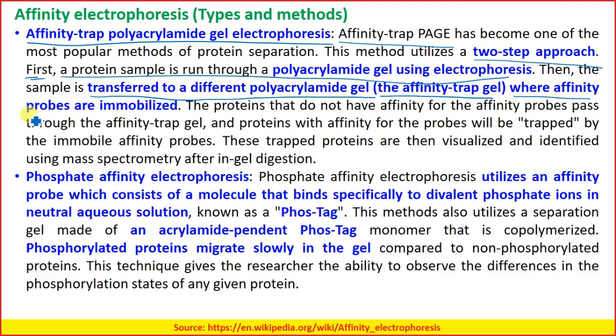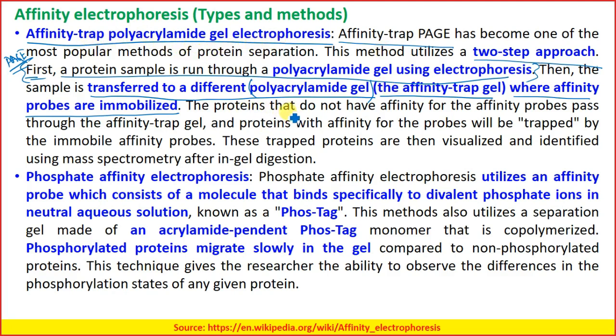are immobilized. Initially, what is happening? The primary PAGE is being conducted, and after this is conducted, these proteins are being transferred to another polyacrylamide gel where affinity probes have been immobilized. And hence it is called affinity trap polyacrylamide gel electrophoresis.